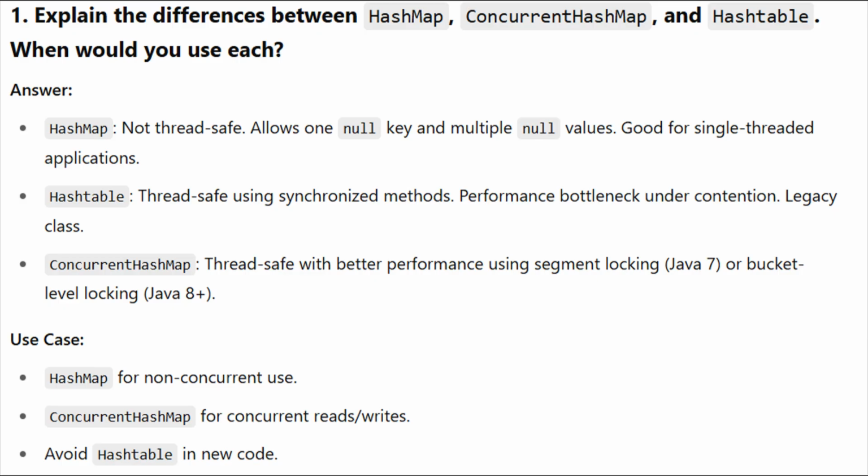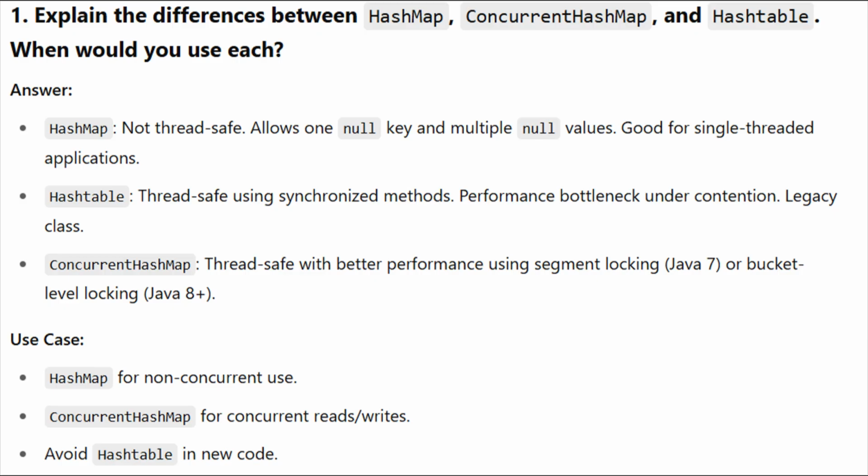1. Explain the differences between HashMap, ConcurrentHashMap, and Hashtable. When would you use each? Answer. HashMap: not thread-safe, allows one null key and multiple null values. Good for single-threaded applications. Hashtable: thread-safe using synchronized methods. Performance bottleneck under contention. Legacy class.